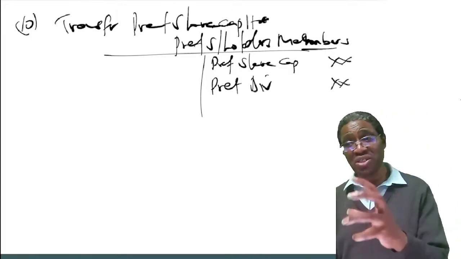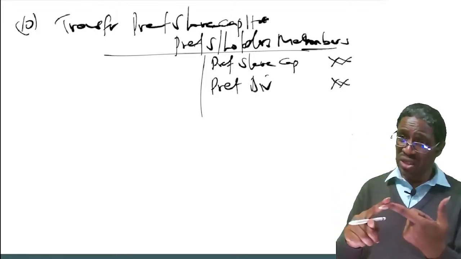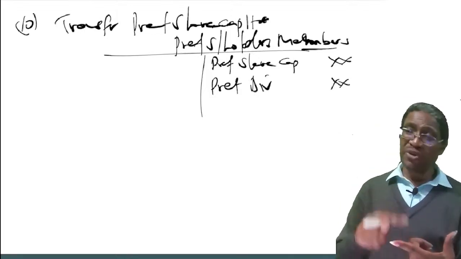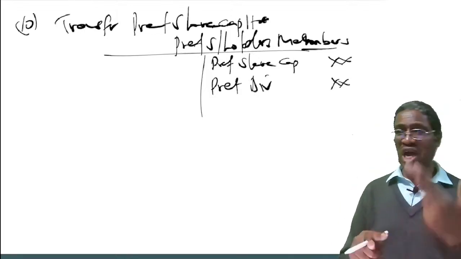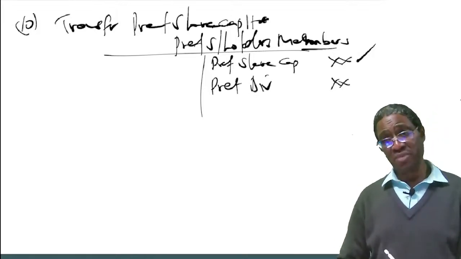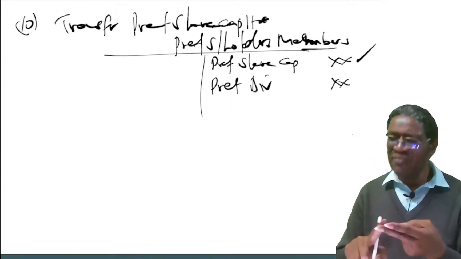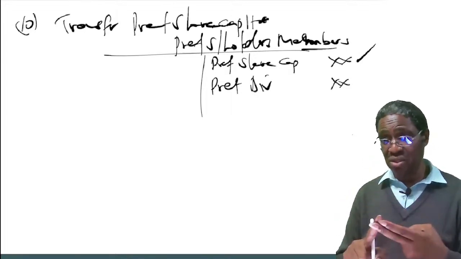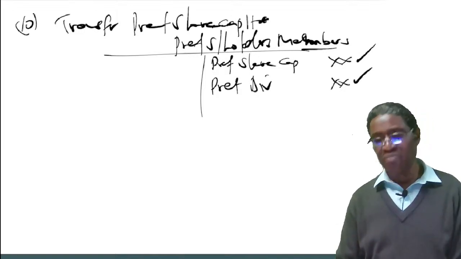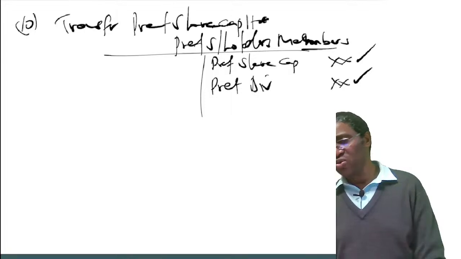That is our step number 10. So step 10, I'm doing two things. Number 1, transfer the balance of the preference share capital to the preference shareholders members: I've debited preference share capital and credited preference shareholders members. Then I've gone further and said, if there are any dividends that are still in arrears, you debit realization and you credit the members. That's our step number 10. Good.